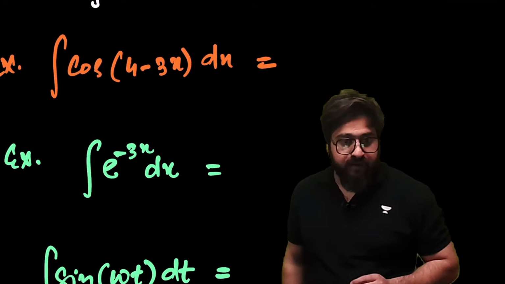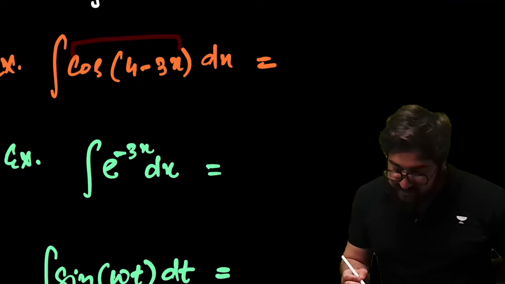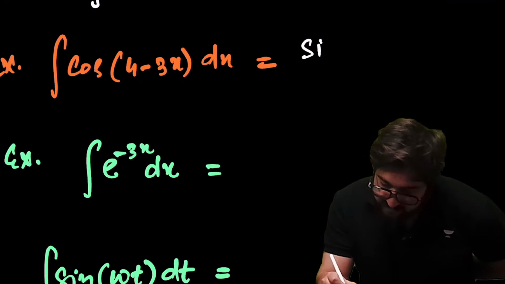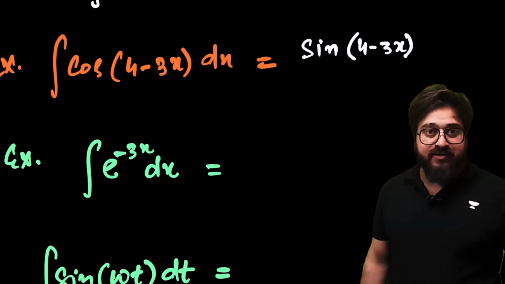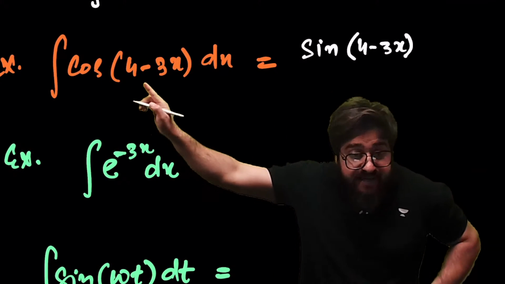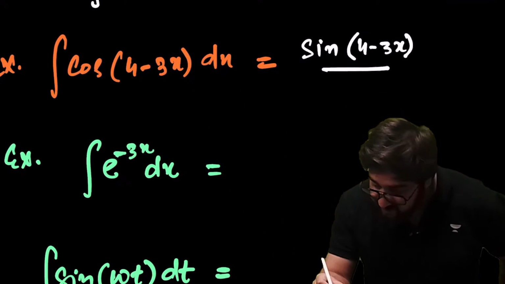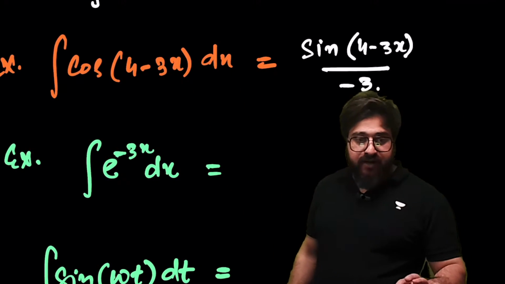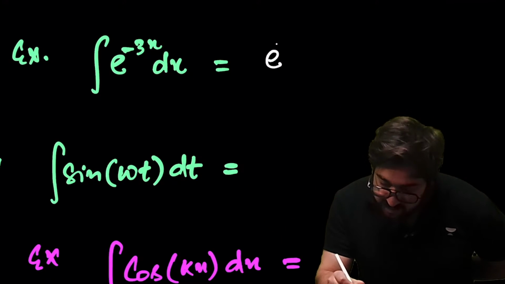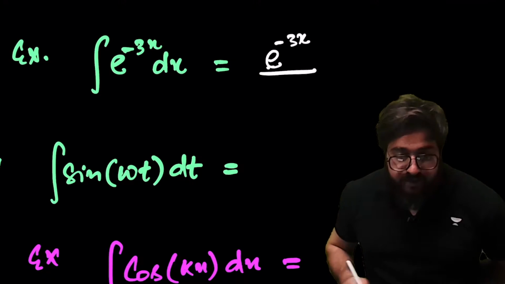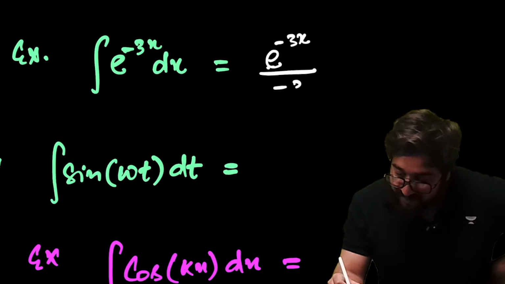Come over here. First, you will do the integration of cos of x. That will be sine of 4 minus 3, sine of 4 minus 3. Then the coefficient of x. What is the coefficient of x over here? Minus 3. Come over here. Integration of this is e raised power minus 3x only, divided by the coefficient of x in this case, which is minus 3.